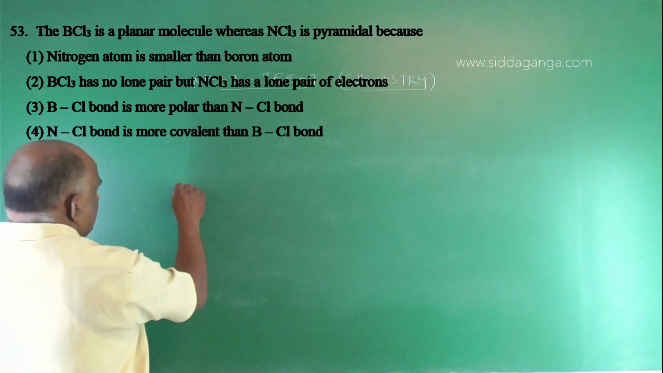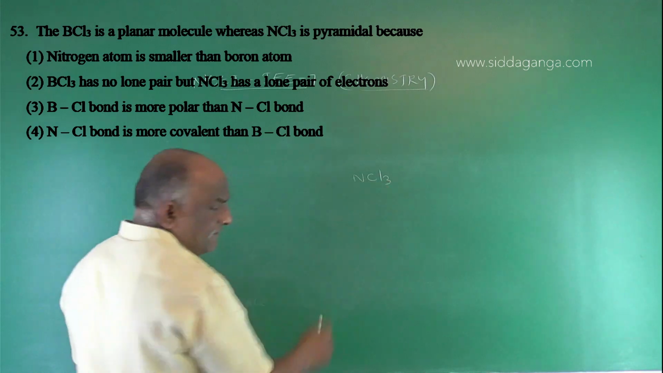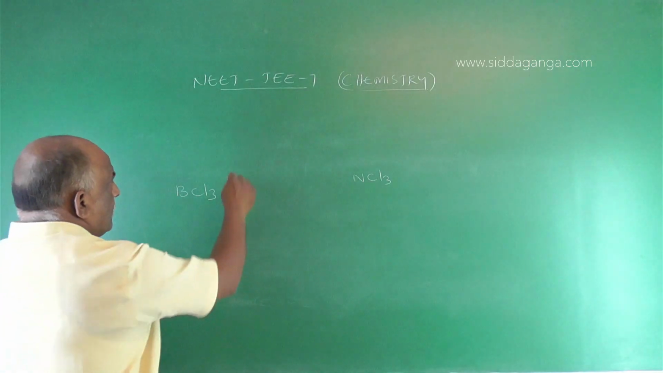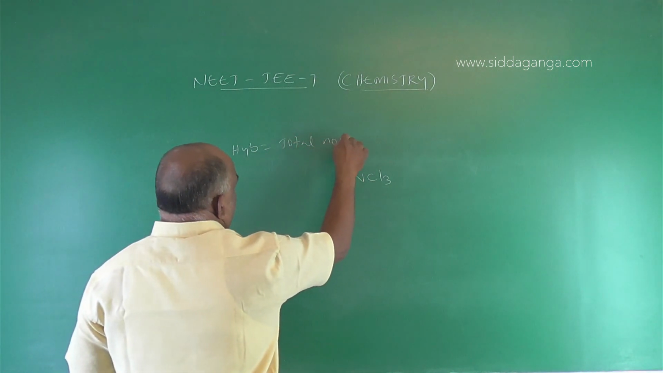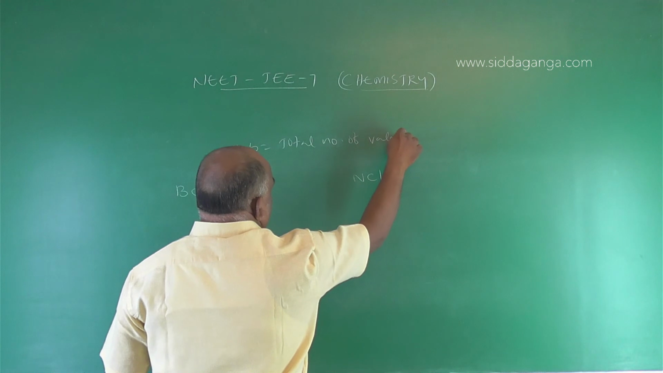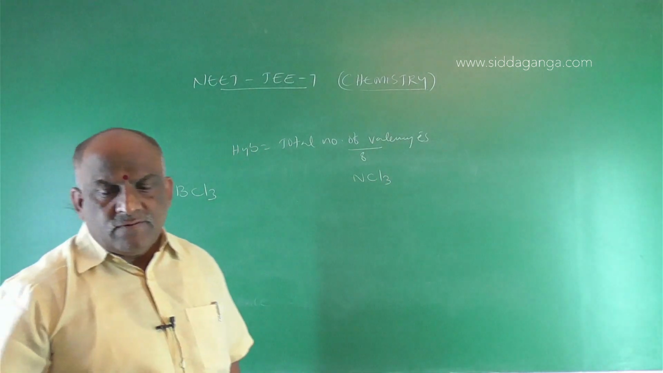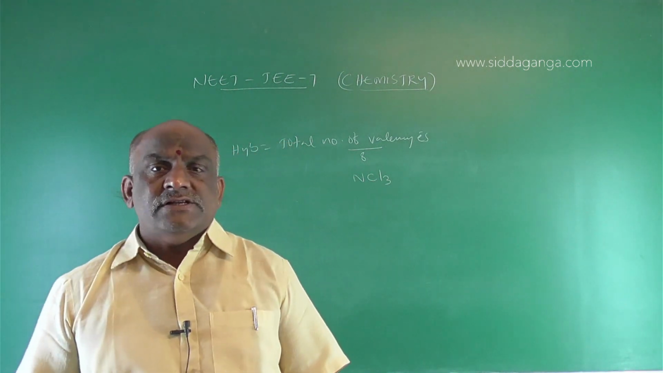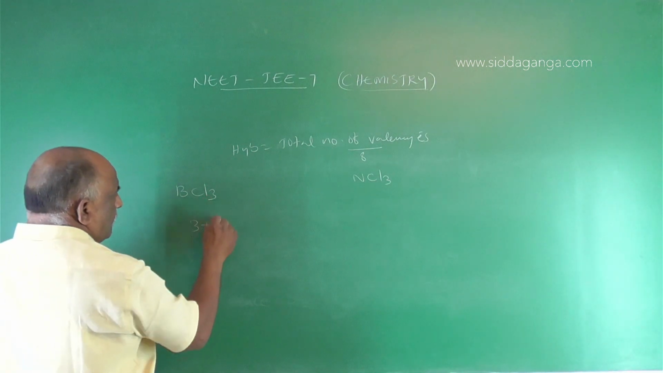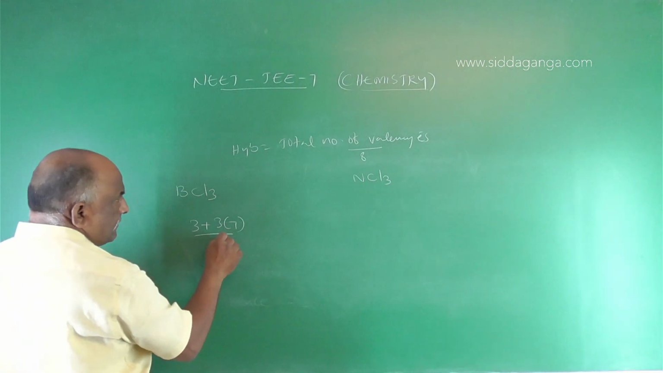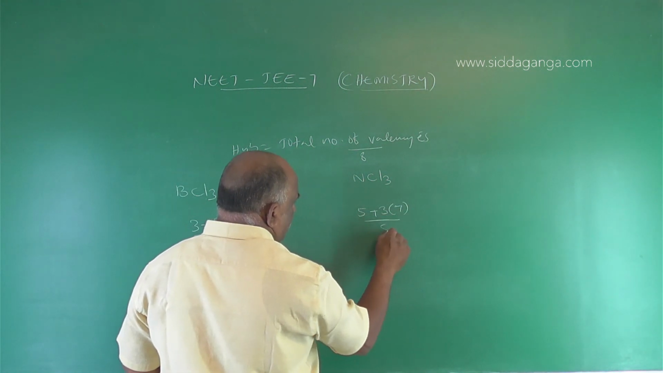So how should we find the answer for BCl3 and NCl3? One formula is there. Hybridization is equal to the total number of valency electrons divided by 8. By using this formula we can find which has a lone pair and which doesn't. Boron belongs to the third group and the number of chlorine is 3, chlorine belongs to group 7, divided by 8. Nitrogen belongs to the fifth group, the number of chlorine is 3, chlorine group 7, divided by 8.